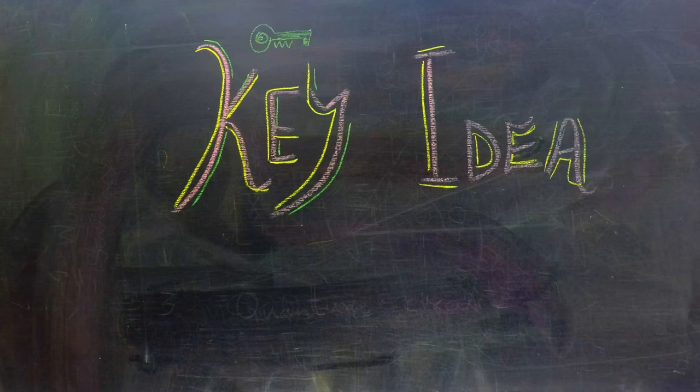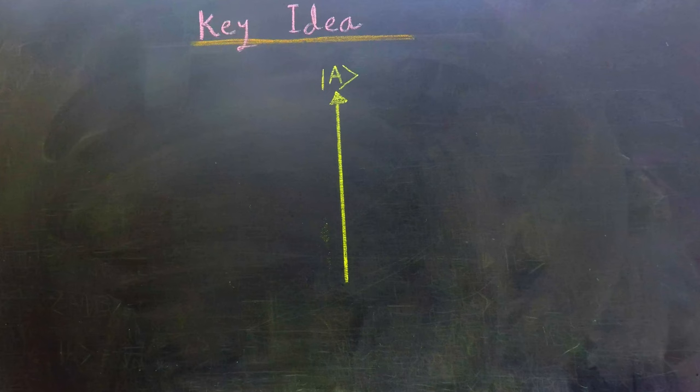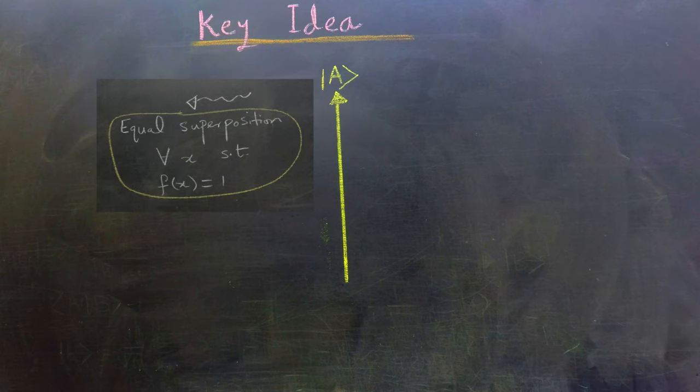We should understand the key idea of Grover's algorithm before diving deep into its mathematics. By understanding the key idea, the mathematics will follow naturally. Let's define a vector ket A. Ket A represents an equal superposition of all the inputs for which the function f yields a true output.